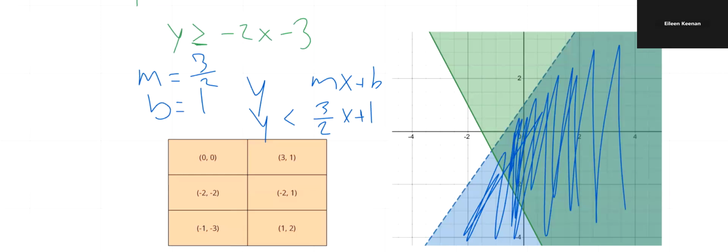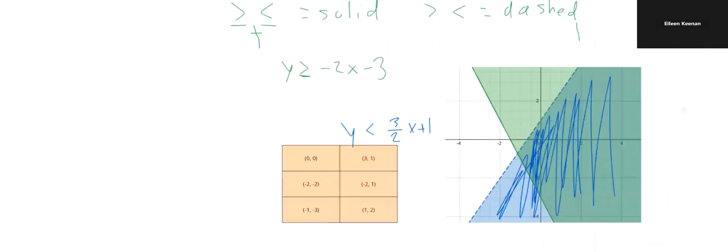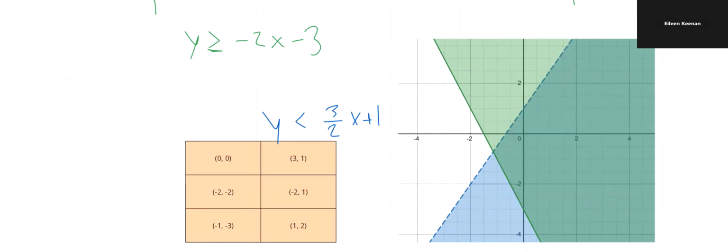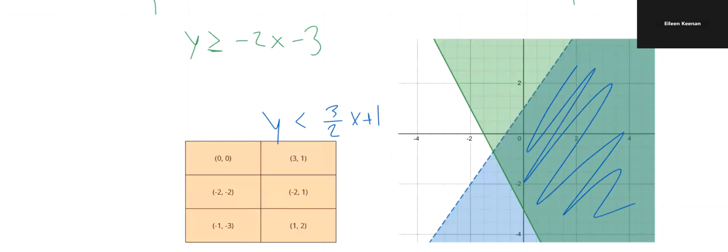So these are our two inequalities for this graph right here. y is greater than or equal to -2x minus 3, and y is less than 3 over 2x plus 1. And then our solution is all of that shaded area right here. I hope you guys can see that shaded area, and can see my pen when I'm doing that.